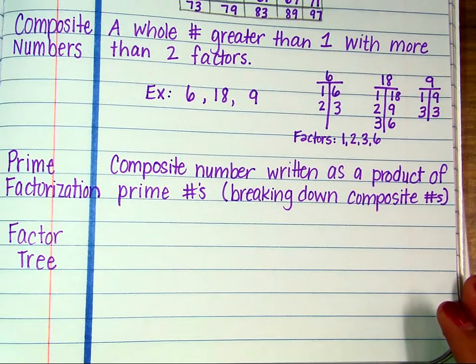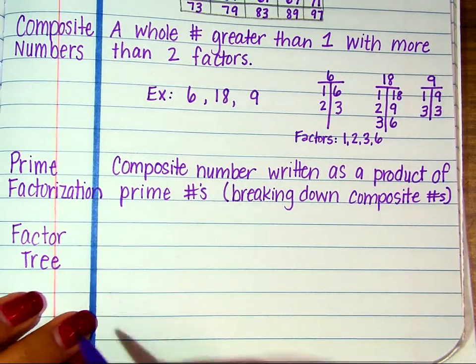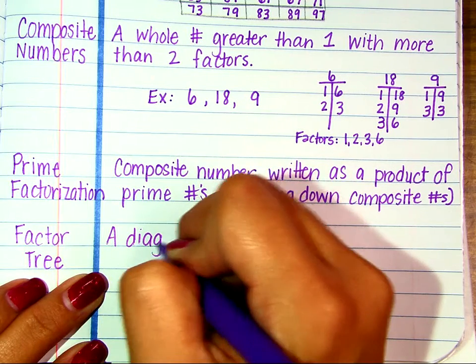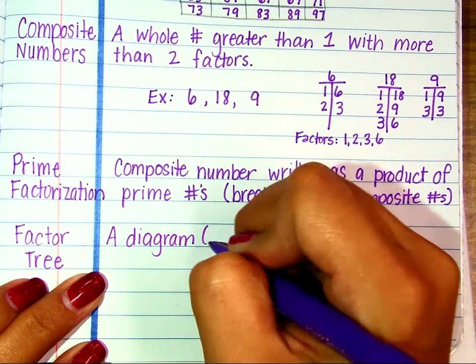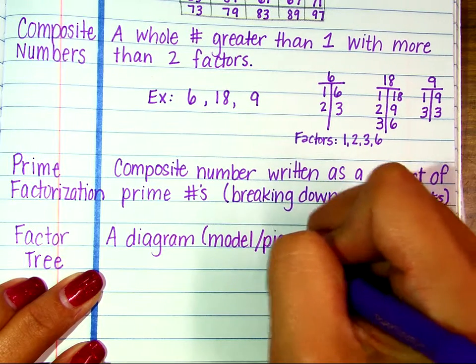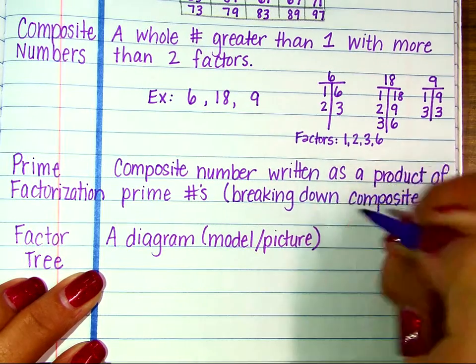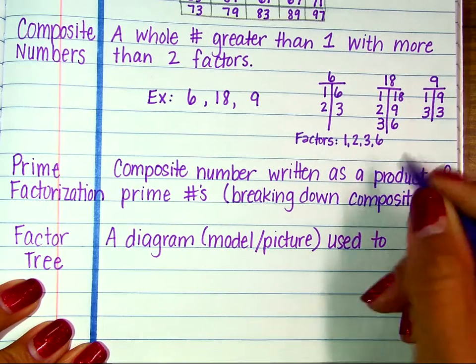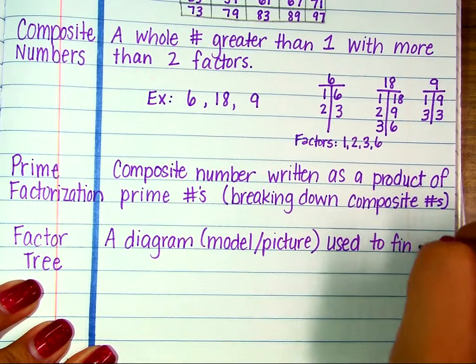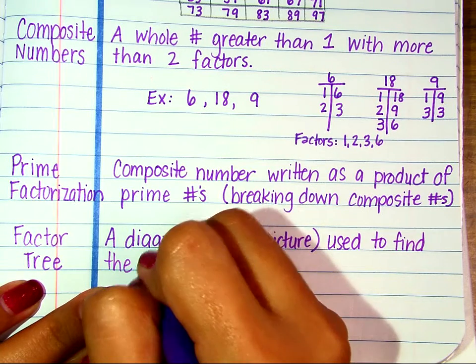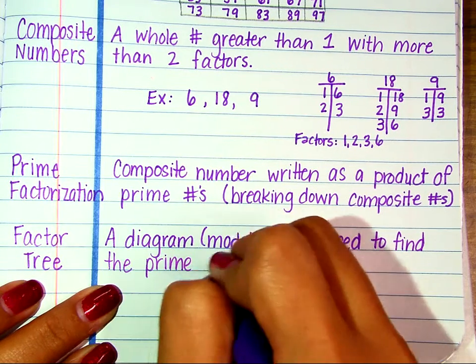Okay, so a factor tree is nothing more than a diagram. It's a picture that we use. So I'm going to use the word model or picture. And we use that to find the prime factorization of a number.